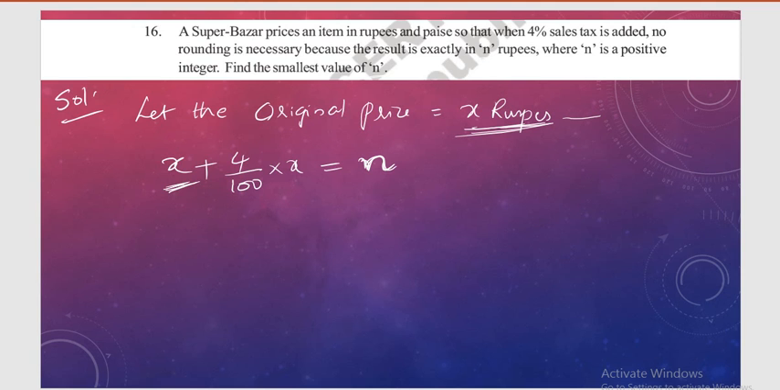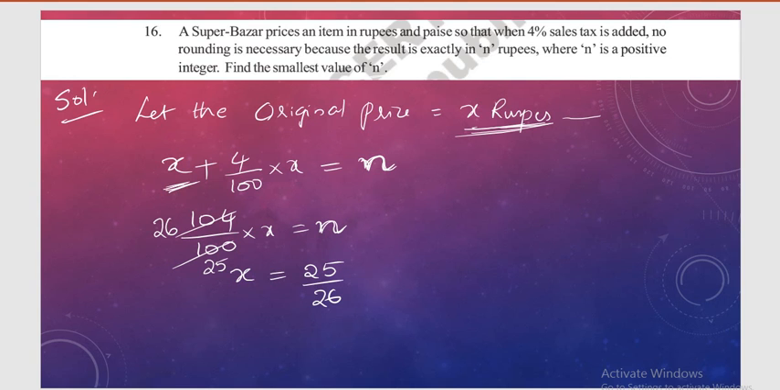Then if I substitute and simplify this, what am I going to get? 104 by 100 into x rupees is equal to n rupees. Now from this, what is the value of x? If I do cancellation here, this goes 25 times in the 4 table, and this goes 26 times. So x is equal to 25 by 26 into n, that means 25n by 26.